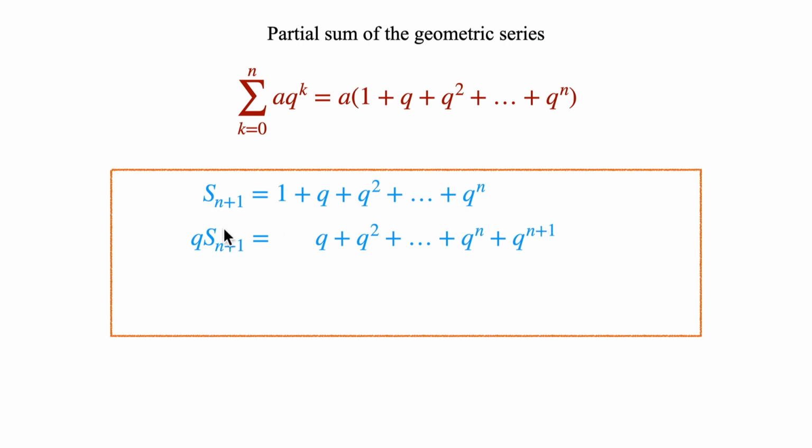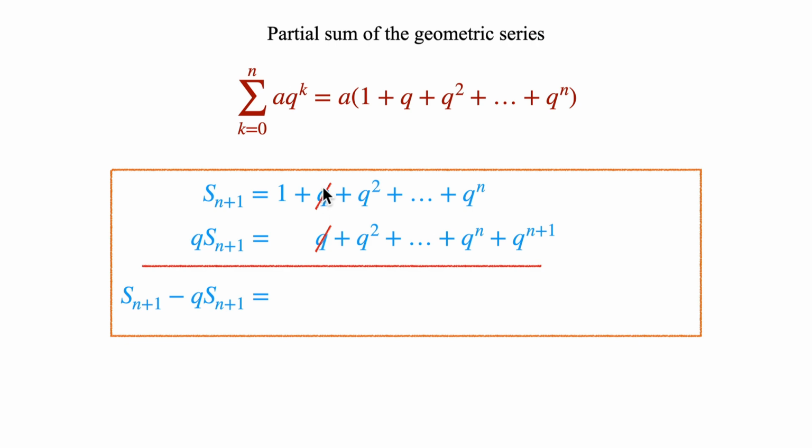And you may be wondering why I wrote them in this way under each other. Well, because now I will subtract this one from this one. In other words, I will subtract this equation from this equation sidewise. So at the left hand side I simply get S n plus 1 minus q times S n plus 1. And remember, I am trying to find this, so I have to later solve for S n plus 1.